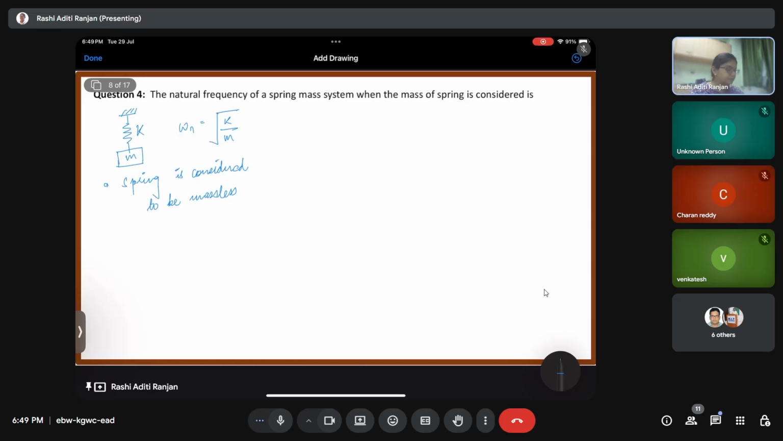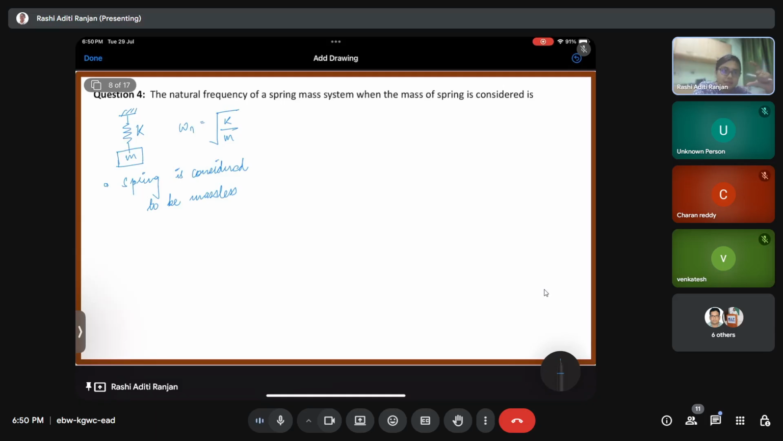However, this is not true in physical cases. So now if we consider the mass of the spring, then what is going to happen? Now the end of the spring is actually oscillating with a velocity x dot, which is the velocity of the mass, correct?